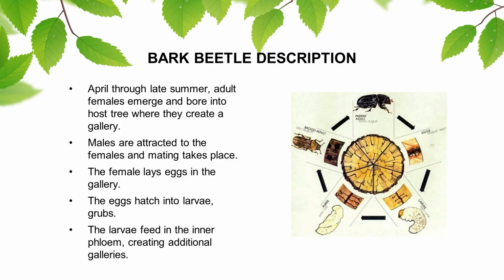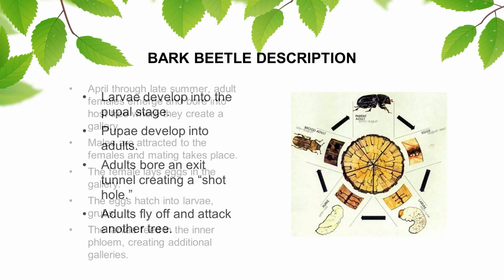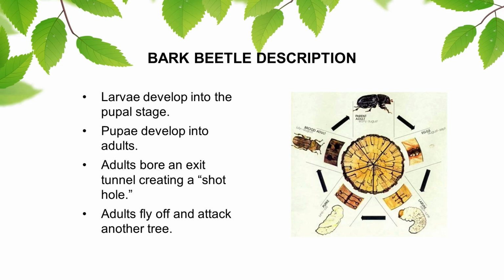The larvae feed in the inner phloem, creating additional galleries. The larvae develop into the pupal stage. The pupae develop into adults. The adults bore an exit tunnel out of the tree that creates a shot hole in the trunk of the host tree. After emerging from the host tree, the adults fly off and attack another tree.